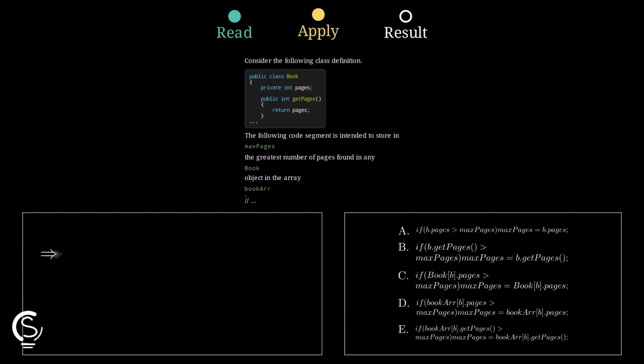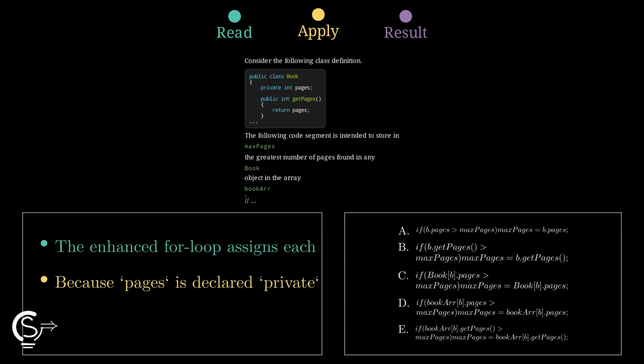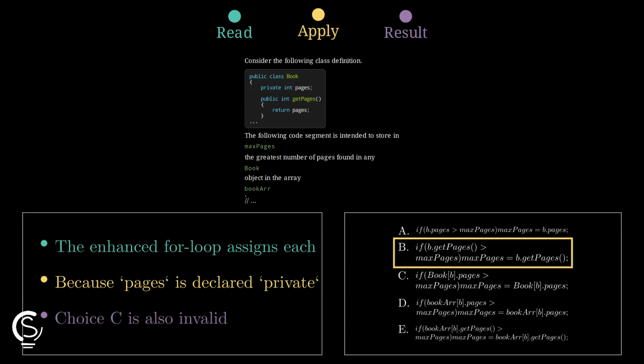Since the pages variable is private, we cannot access it directly from outside the class. We must use the public getPages method to retrieve the value for our comparison logic. Option B correctly uses the getter method on object B. This follows encapsulation rules and updates the max pages variable during each iteration.